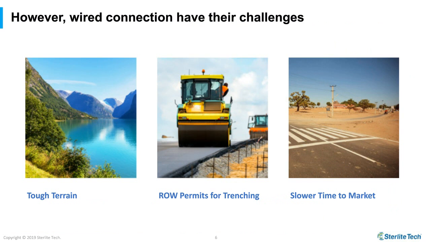Now, all of us who've been in the industry know fully well how difficult it can be, how challenging it can be at times to get wired connectivity. Many a time there are terrain issues, right-of-way permitting issues that can lead to long delays, costs, expenses, and also just the logistics of getting fiber to a location just because of the number of miles that have to be covered. The time to market aspect is really critical at this point.